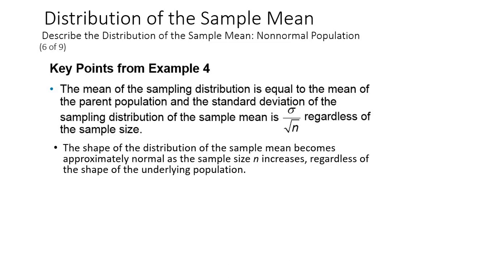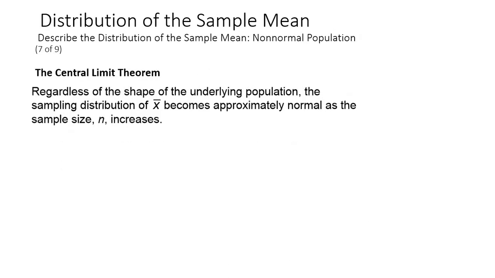So in short, the distribution of sample mean is going to be normally distributed regardless of the population, whether it was normally distributed or not. And that leads us to the central limit theorem. So the central limit theorem for means says that regardless of the shape of the underlying population that we're sampling from, the sampling distribution of sample mean becomes approximately normal as the sample size n increases.